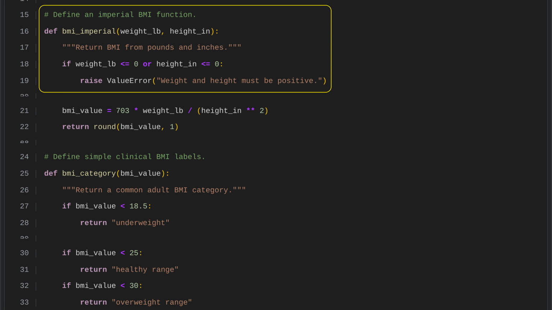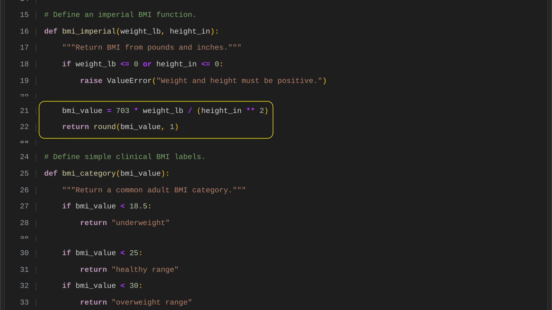This function calculates body mass index using pounds for weight and inches for height. Before calculating, it checks that both values are positive. If either value is 0 or negative, it raises an error to prevent an invalid BMI result. The code calculates body mass index using imperial units by adjusting weight in pounds and height in inches with the standard conversion factor. It then divides by the squared height and rounds the result to 1 decimal place.